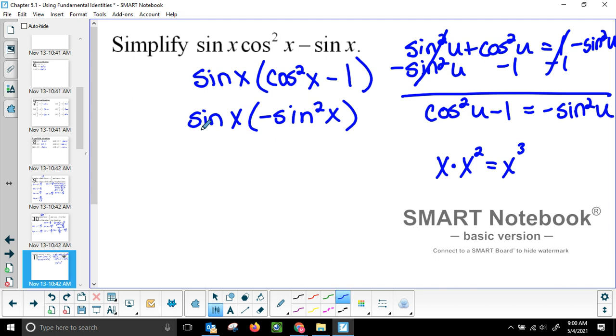So what do we think sine x times sine squared x is? Sine cubed x. And then, of course, a positive times a negative is a negative. So this just equals negative sine cubed x. That looks pretty simple to me, right? One nice term, we're done.